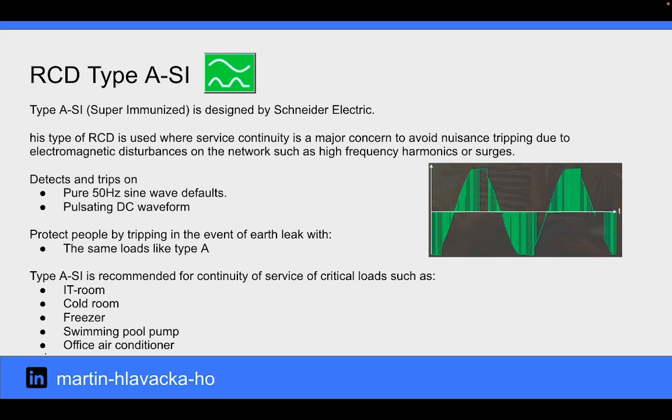Type A superimmunized RCD is recommended for the continuity of service of critical loads such as IT rooms, cold rooms, freezers, swimming pool pumps, and office air conditioners.